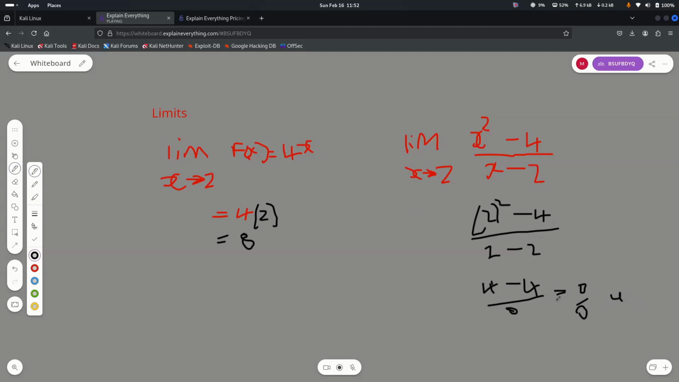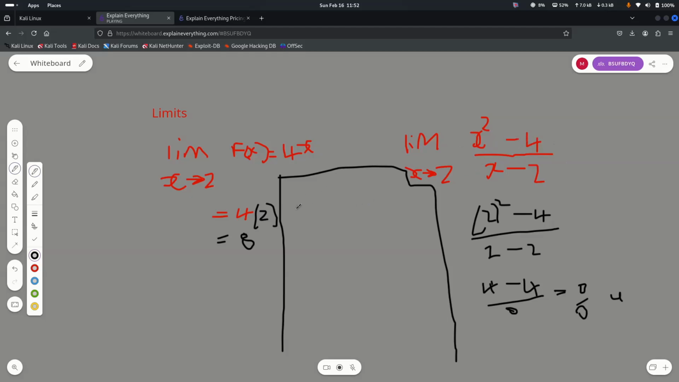So this is undefined in limits. We don't have an answer like this, so we have to find another way of doing this so that we do not get 0 in the denominator. We have to come up with another way of doing this. We are going to do it by factorizing. We are going to factorize this and see if we can get a correct answer.